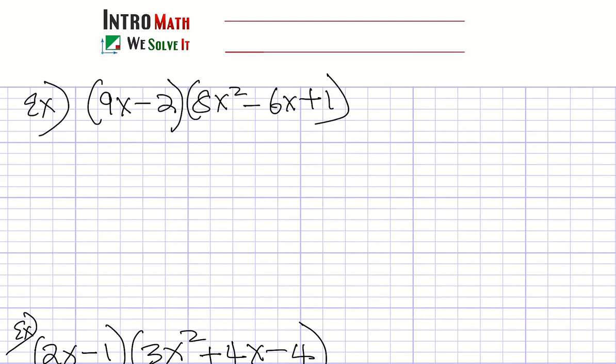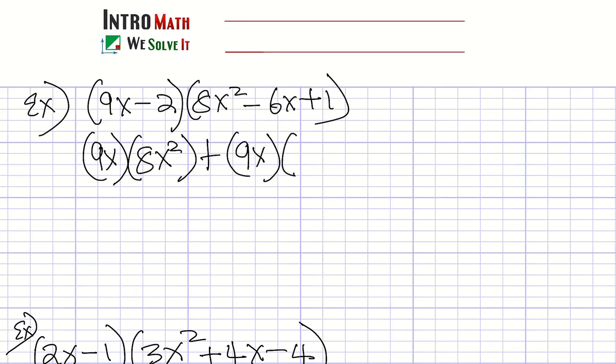We use what Americans call FOIL. Say 9x times 8x raised to power 2. Not that. You can't do that. Plus 9x times negative 6x. See how I'm doing it? Don't worry about the negative. Just do it like this, and then it will work itself out. 9x plus 9x times 1 is 9x. And then you continue. You start with this one.